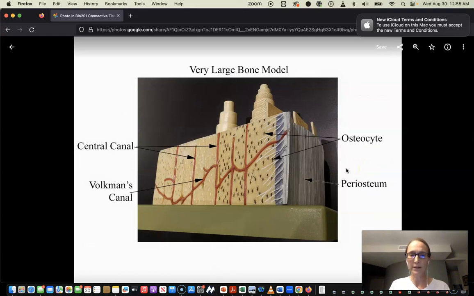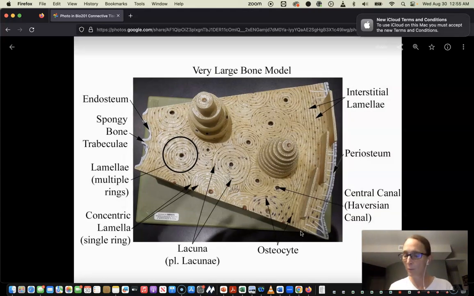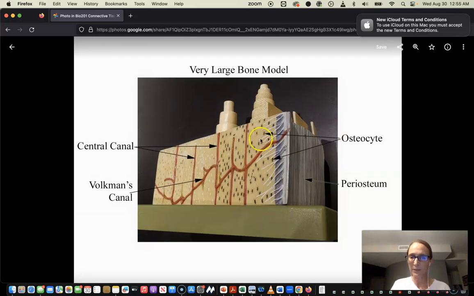So let's get you on to another look at this. So you can see this very large bone model. You can look at it from top down, and then you can also look at it, because again, this is a 3D model, from the side here, looking into that cross section.